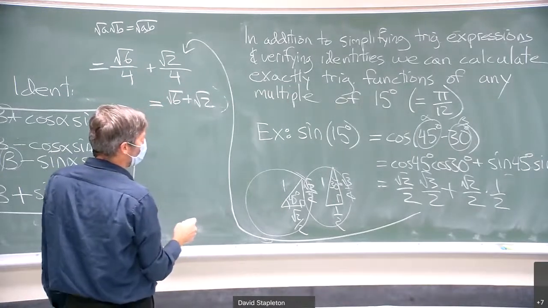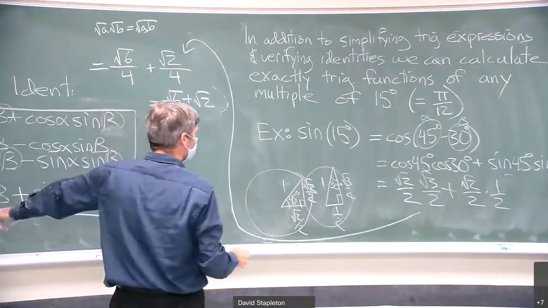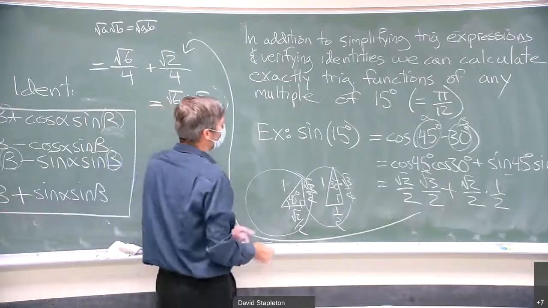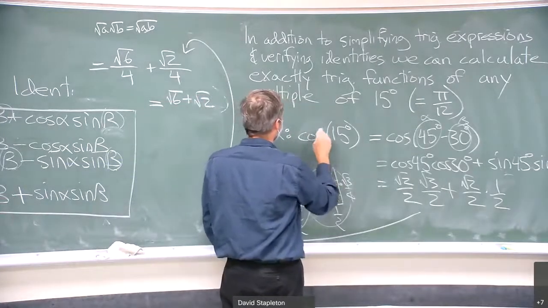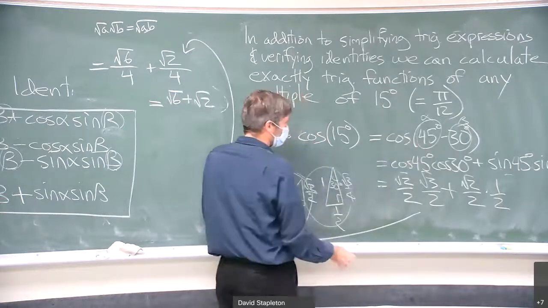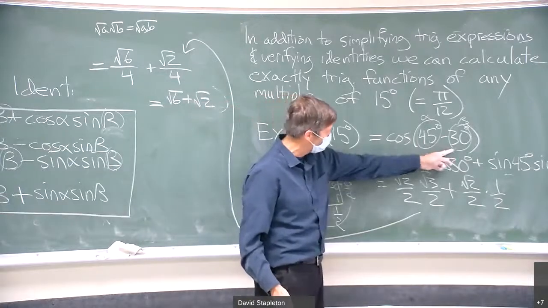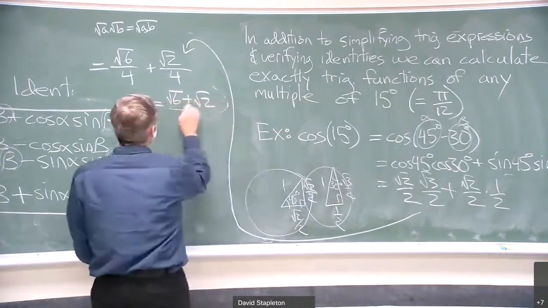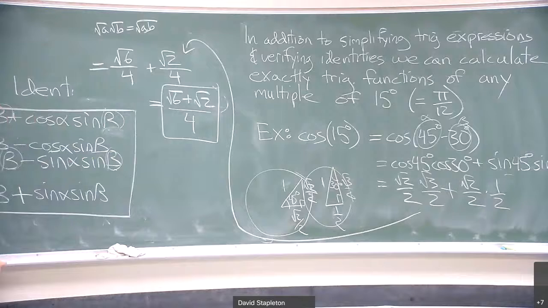Oh, I botched it. I used the wrong identity. I did the wrong problem here. Cosine of 15 degrees is cosine of 45 minus 30. I don't know what I was thinking. Sorry about that. I'm calculating cosine here, not sine. All right, and so I get square root 6 plus square root 2 all over 4. There's the exact expression for cosine of 15 degrees. Sorry about that.